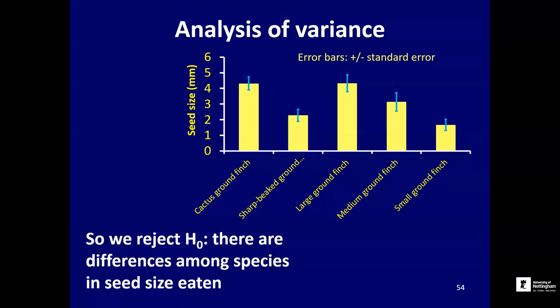So in our case, we would reject the null hypothesis and conclude that there are significant differences in seed size among the different species that we've looked at, which is probably not surprising given what the graph looks like. And it's true that most of my examples in these lectures tend to be significant, because significant things are a bit more interesting than non-significant things. Anyway, we've rejected that null hypothesis. Great, we've finished the job, maybe.